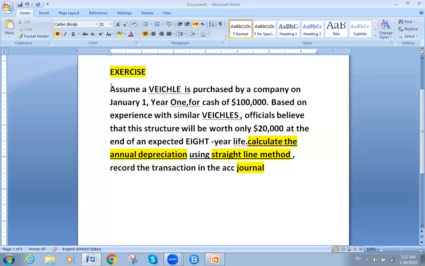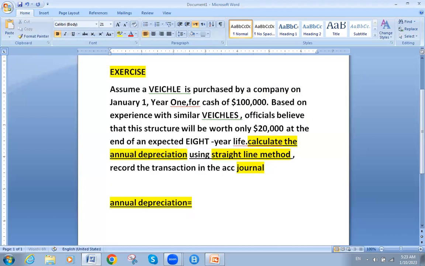Cool, that's very nice. Now let's go for the solution for this example. So I would say the annual depreciation, copy. I will go for the solution now.